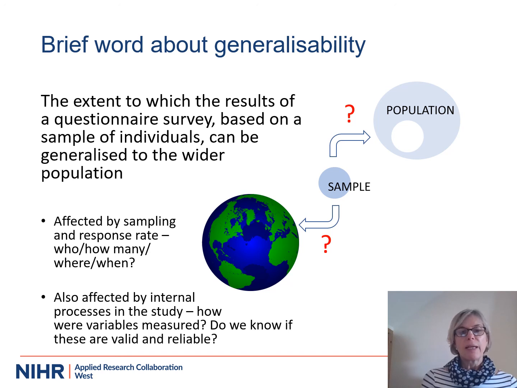And also just to link back to what we were saying in the previous session about validity and reliability, external validity is affected by internal validity too. In other words, those things that go on within the study, such as how we measured outcomes, and knowing if those measures we used were valid and reliable.